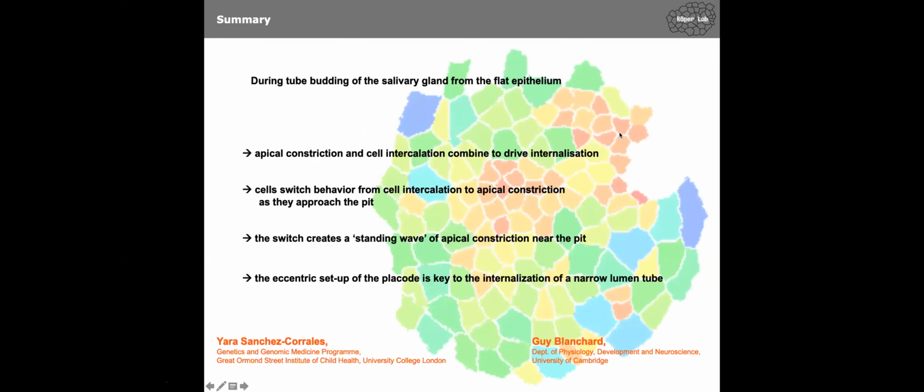So in summary, I showed you that during tube budding of the salivary gland from a flat epithelium, apical constriction and cell intercalation behaviors combine to drive this continuous internalization. And we see this switch of cell behavior from cell intercalation to apical constriction as cells approach the invagination point. This switch seems to create a sort of standing wave of apical constriction near the pit. And we think this eccentric setup of the placode is key to really internalize a narrow lumen tube that will be important for the later correct function of the tissue.